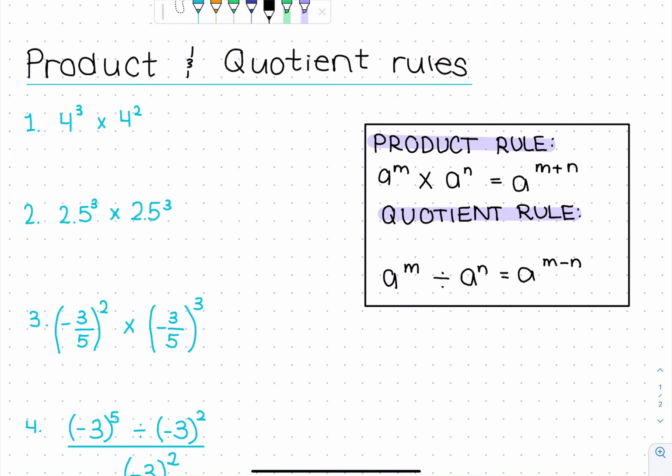So number 1 is saying 4 to the 3 times 4 to the 2. So because this is our product rule, what we're going to do is we're going to keep the base of 4, because the bases are the same, this is going to work. And we're going to do m plus n, which means 3 plus 2. So the answer is 4 to the power of 5.